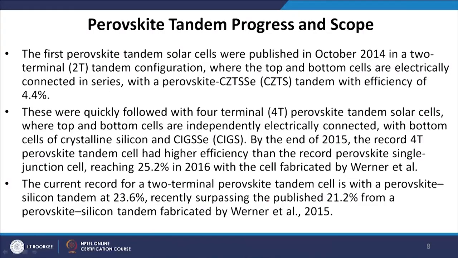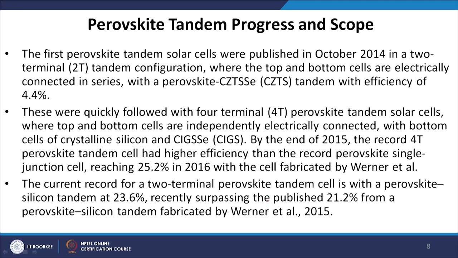These were quickly followed by four-terminal perovskite tandem solar cells, where top and bottom cells are independently electrically connected, with bottom cells of crystalline silicon and CIGS solar cells. By the end of 2015, the record 4T perovskite tandem solar cell had an efficiency higher than the record perovskite single junction solar cell, reaching 25.2% in 2016 with the cell fabricated by Werner et al.